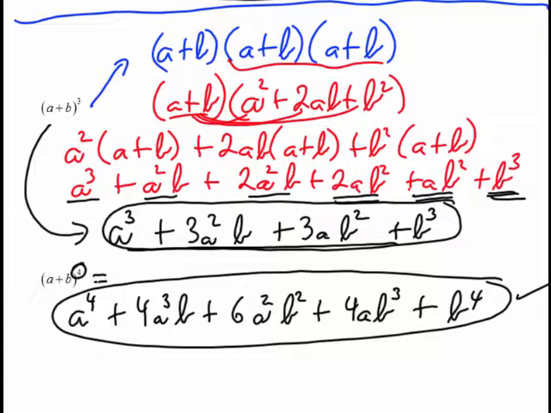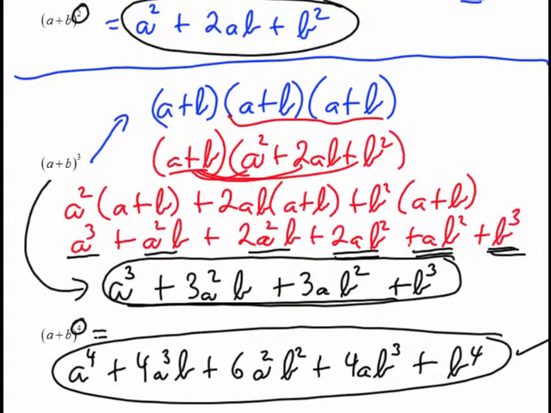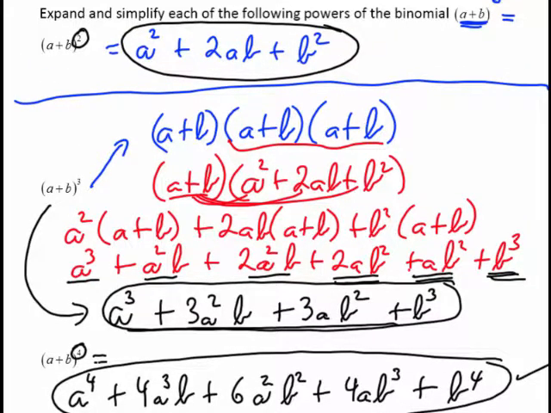Now, the question is, do I notice any patterns in these expansions of the ones I've done, a plus b to the second, to the third, to the fourth? Do I notice any patterns in the terms that would allow me to do higher power exponents without having to multiply by hand step by step the way I was doing here?